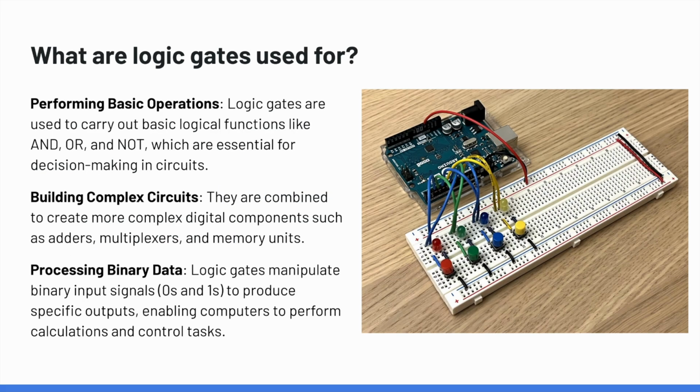Generally in chips and circuits, logic gates are used to carry out basic logical functions like AND, OR, and NOT. This allows our circuits or chips to make decisions. These can often be combined, as we said, into combinations of even millions of logic gates to allow us to execute very complex logical operations. At the end of the day, these logical functions are used to perform calculations and control tasks within the computer based on certain inputs.